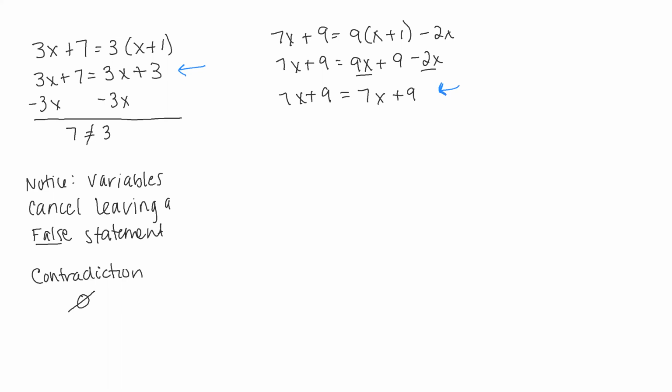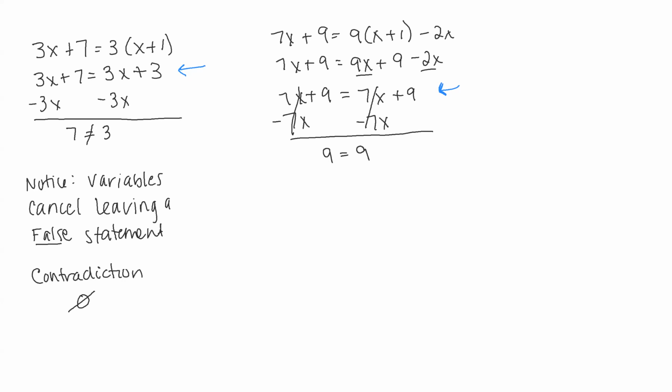I want to go ahead and get all of my variables to the left. So I'm going to move 7x that's on the right to the left. Well, the way I would move positive 7x is by subtracting it. So I subtract 7x from both sides. On the left, 7x minus 7x is 0. 0 plus 9 is 9. On the right, 7x minus 7x is 0. 0 plus 9 is 9.